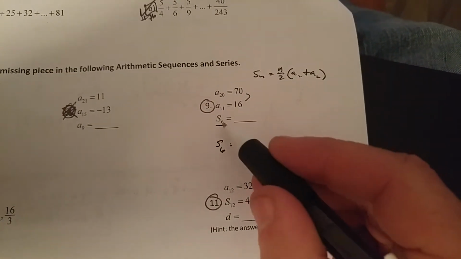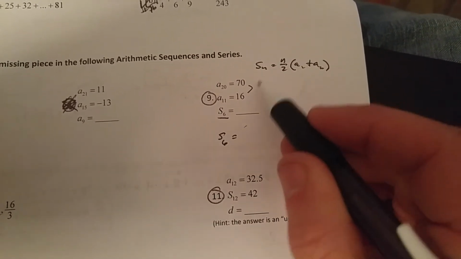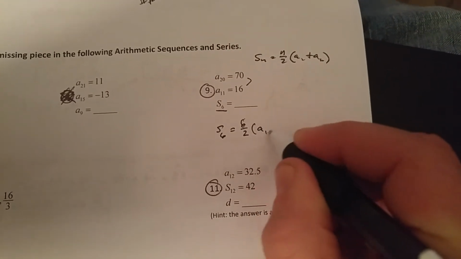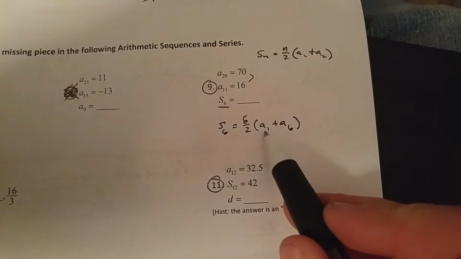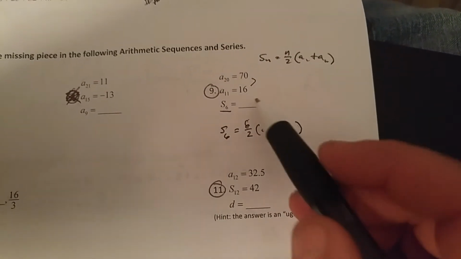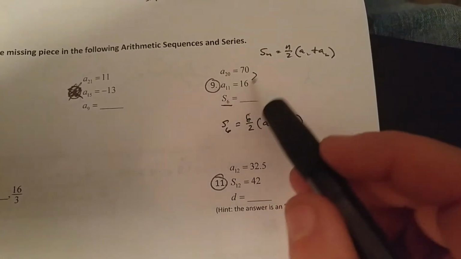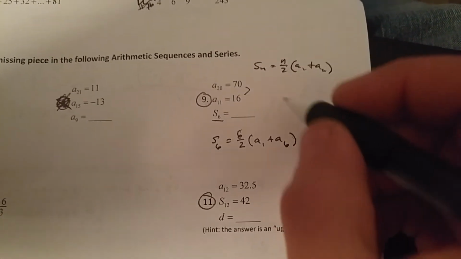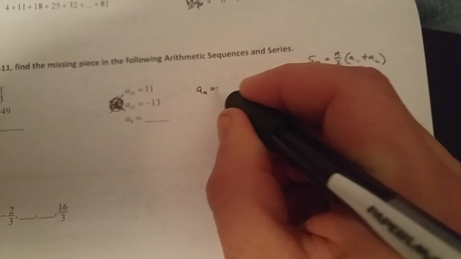So remember, if I'm looking for s sub 6, then every single one of these n's needs to be a 6. So this is going to say 6 over 2 times a sub 1 plus a sub 6. So I need to find both a sub 1 and a sub 6 to be able to compute this summation. And all I'm given are these 2 points right here. So I'm going to have to go back now and do the explicit formula.